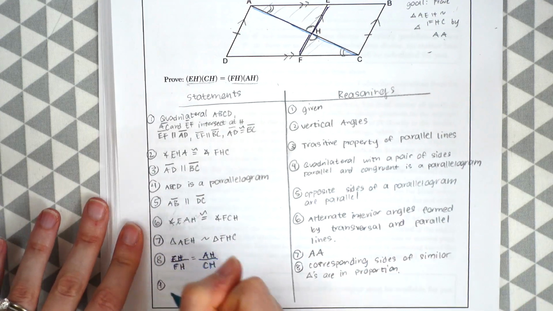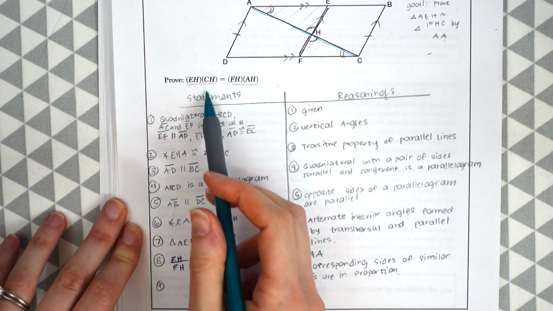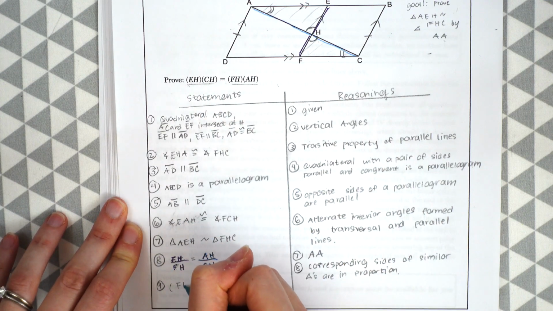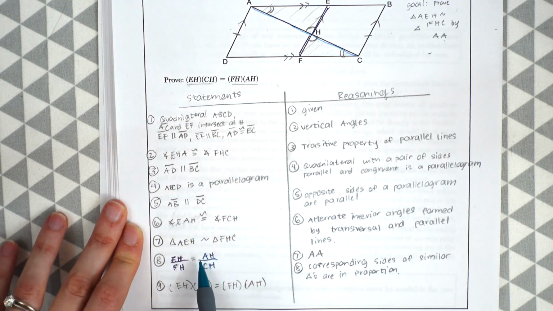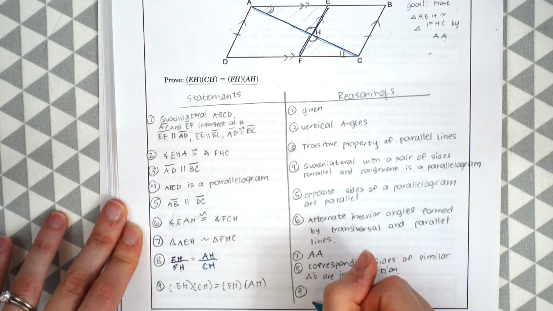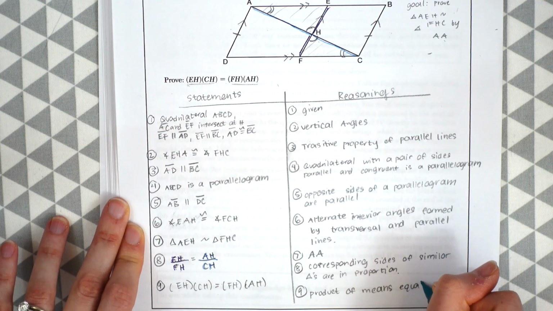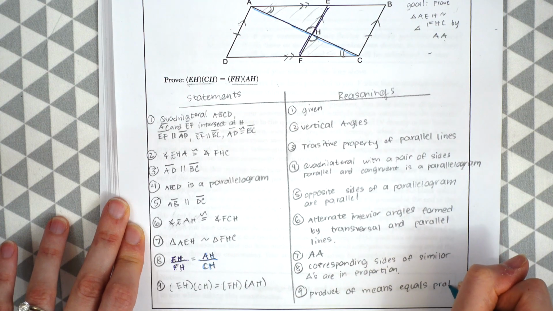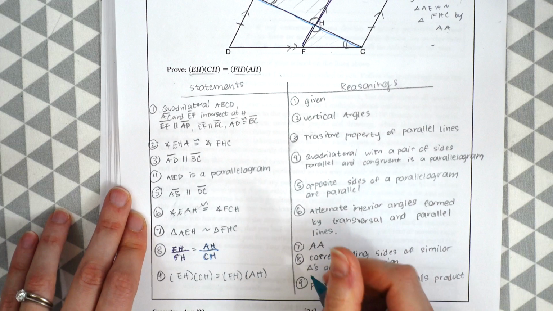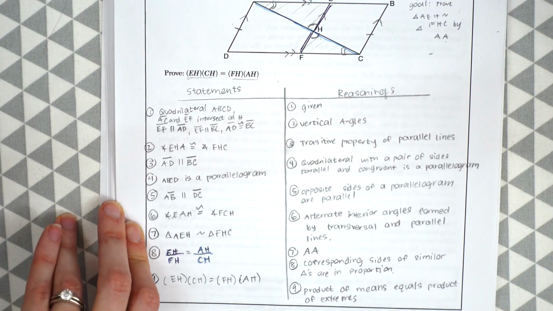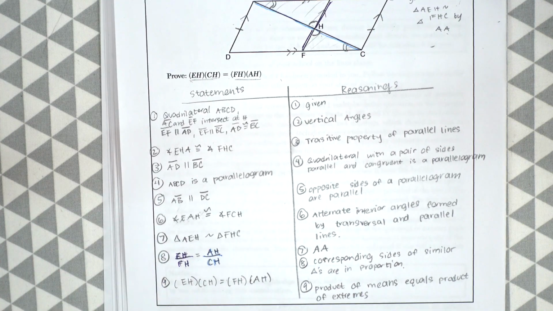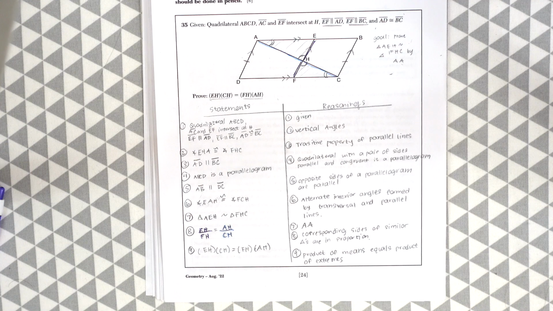Okay, we're almost done. Now we can finally state what they wanted us to prove. And you can see that we just cross multiplied here. So we have EH times CH is equal to FH times AH. And the reasoning for this is that the product of the means equals the product of the extremes. And that's our answer.